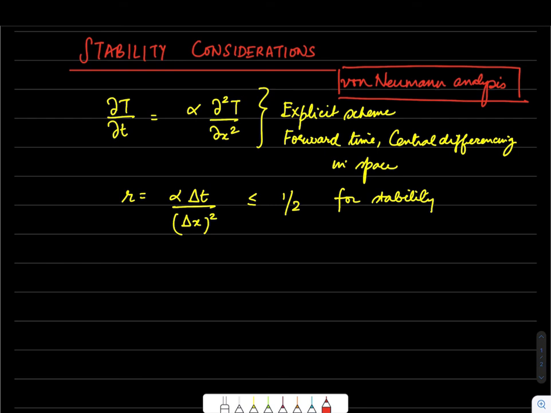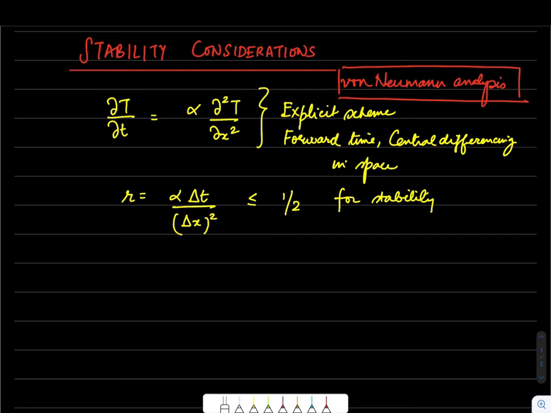So in the previous lecture, we looked at stability considerations and we discussed the 1D heat diffusion equation. The 1D heat diffusion equation that we considered, we differentiate using forward differencing in time, central differencing in space, and it was differenced in an explicit manner. And we showed, using the von Neumann stability analysis, that this parameter r, which is alpha delta t by delta x square, has to be less than or equal to 1 by 2 for stable solutions.